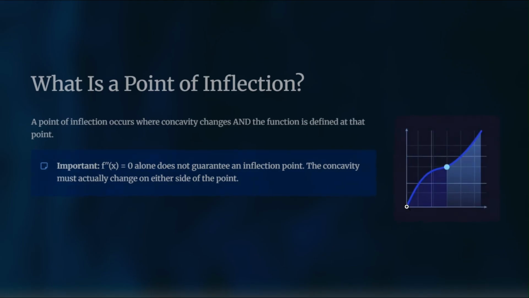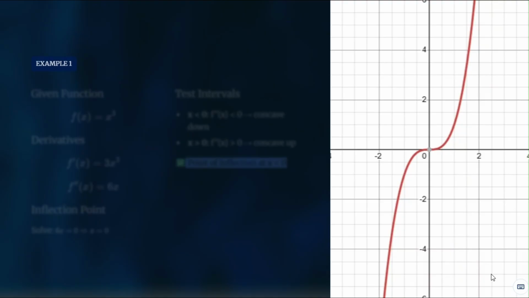So if we look at this graph here, it goes from concave down to concave up. So this point here would be a point of inflection. Let's see how all of this applies through some examples.